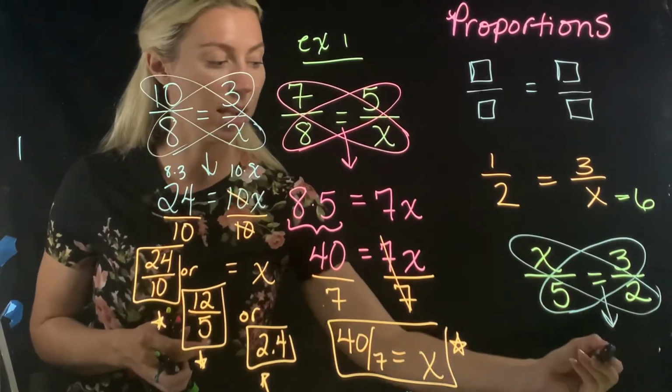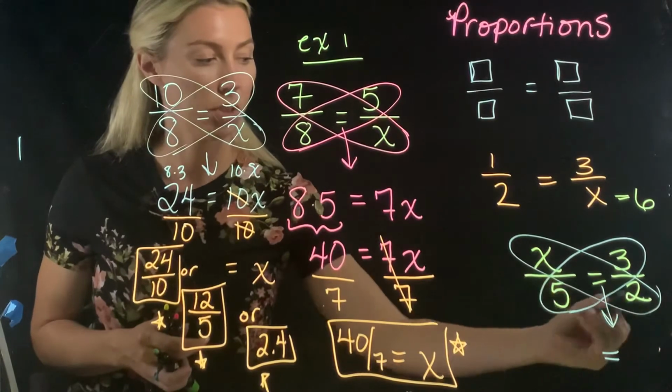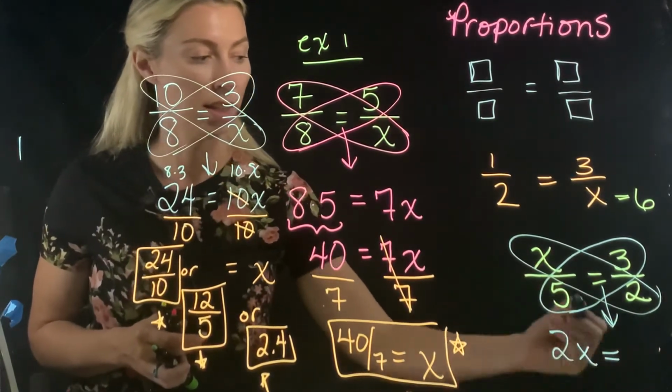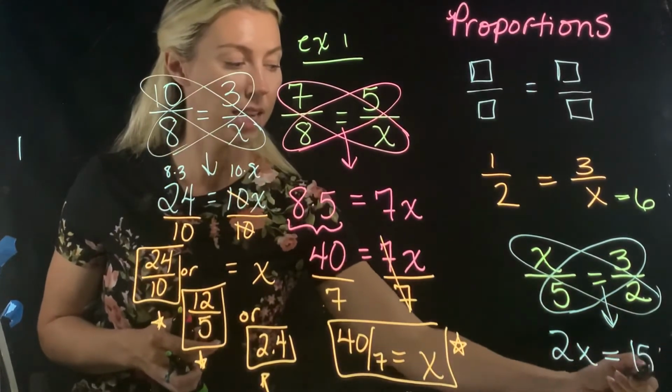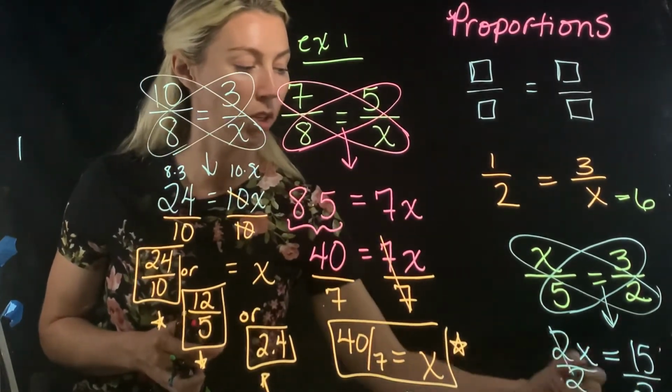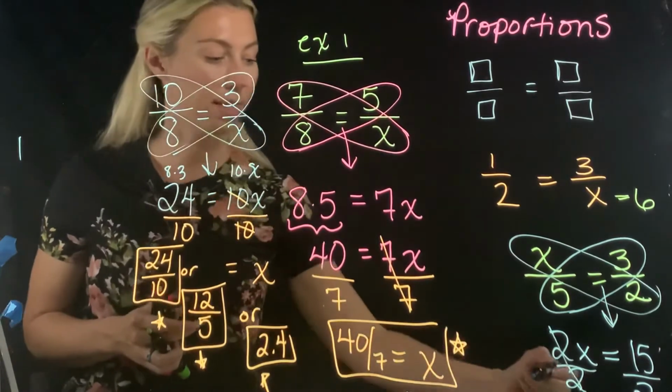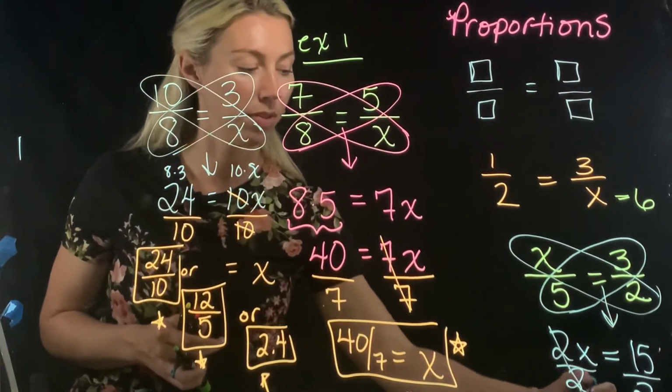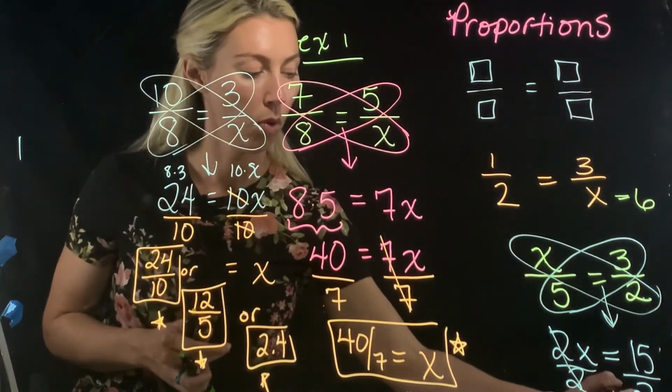I bring down the equal sign. X times 2 is 2x. 3 times 5 is 15. And then to get x by itself, I'm just going to divide both sides by 2. So in that case, I would get that x is equal to 15 over 2, or 7.5.